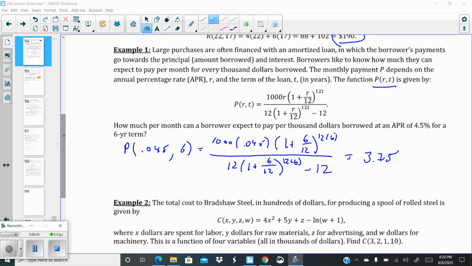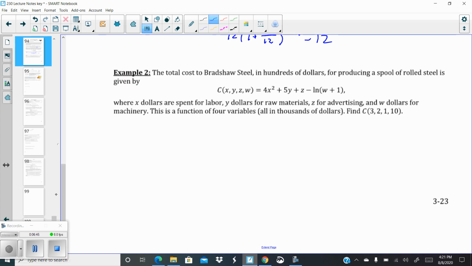All right, number 2. The total cost to Bradshaw Steel in hundreds of dollars for producing a spool of rolled steel is given by this function. It's C of x, y, z, and w. So C is a function of 4 variables.